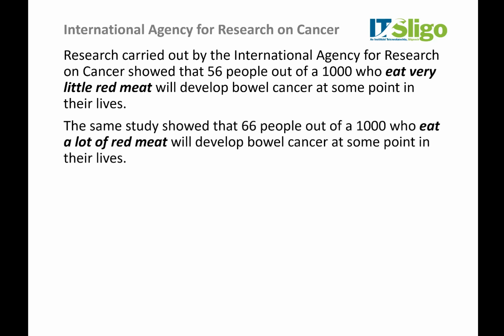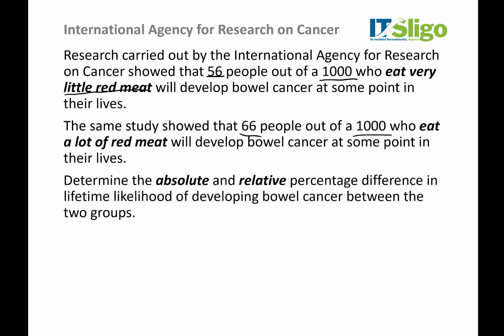So essentially, their data showed that 56 out of 1,000 people who eat very little red meat would develop bowel cancer at some point in their lives. Similarly, the same study showed that 66 people out of 1,000 who do eat a lot of red meat will develop bowel cancer at some point in their lives. So determine the absolute and relative percentage difference in the likelihood of developing bowel cancer between the two groups. This is where the confusion set in, so to speak.